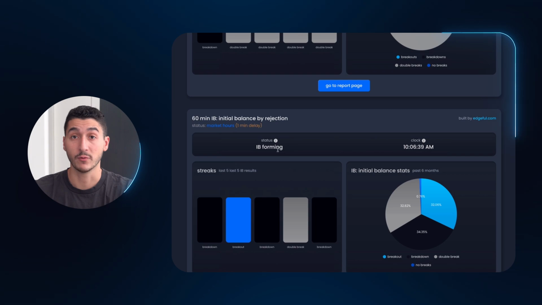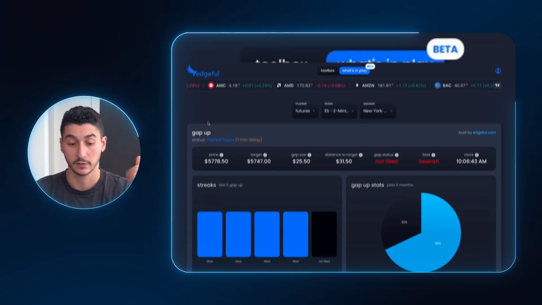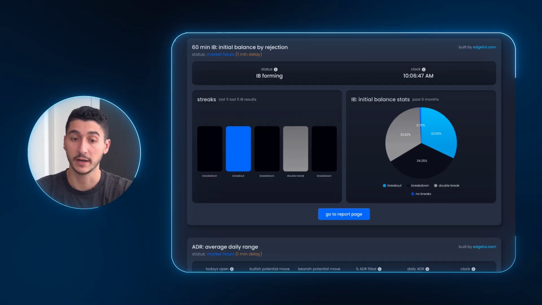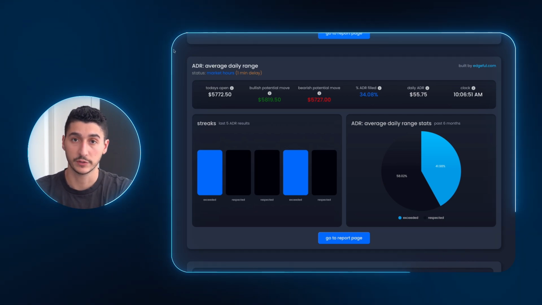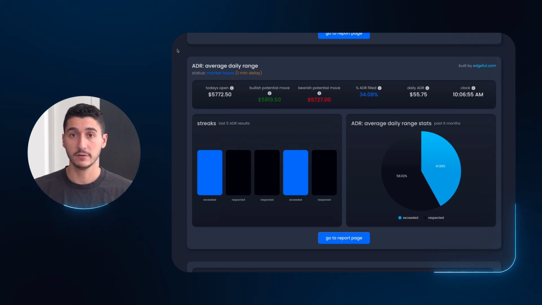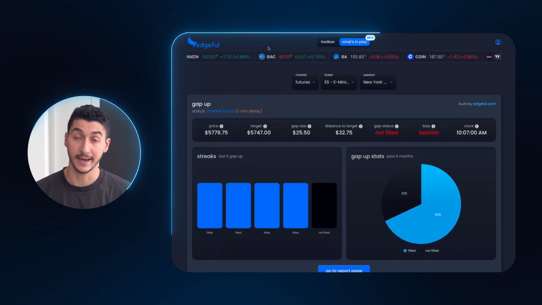So right now we're still in beta just because we have 4 reports that we started with. The gap fill report, the opening range, the initial balance, and the ADR, average daily range. The reason that we started with these 4 is because we started with a very simple layout, and we want our users to tell us what they want us to add.